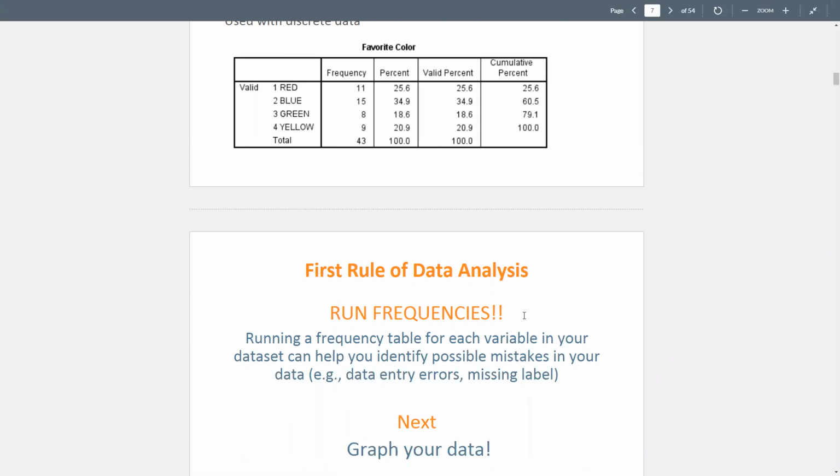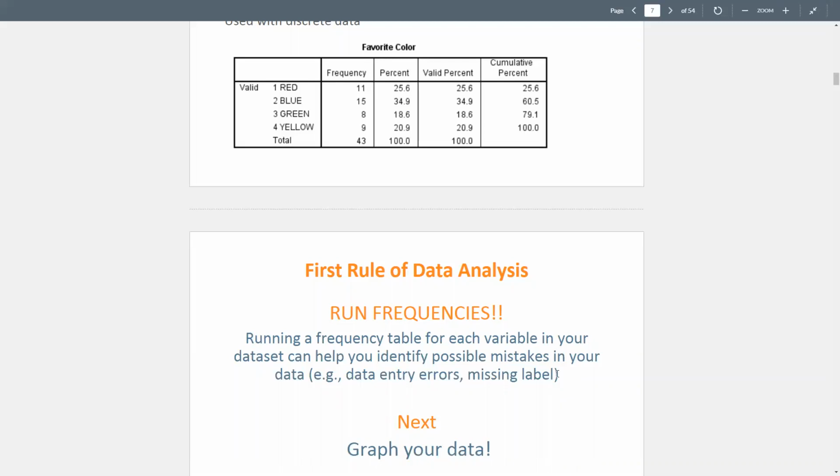So it's always important to run frequencies on your data to make sure everything is how it should be. Sometimes people will use a 9 or a -99 to indicate a missing value, and you wouldn't want to create an average of that variable with -99 representing a missing value. If you run the frequencies, you'd notice that it was coded as a valid case, and you could go back and code it as missing.